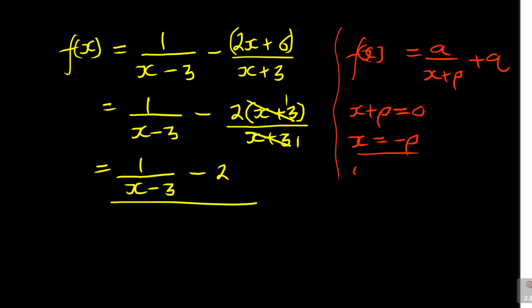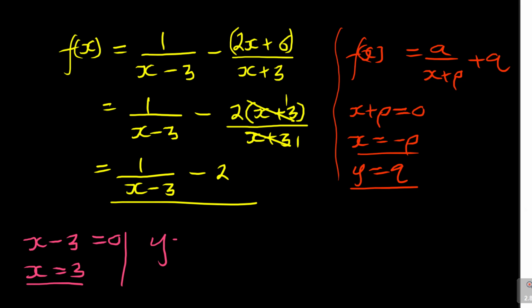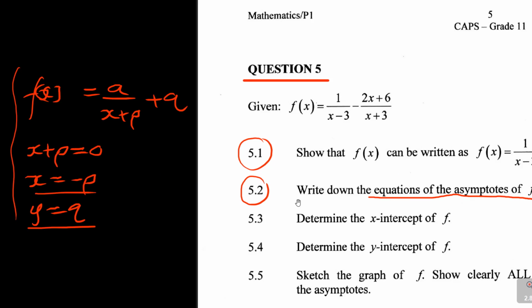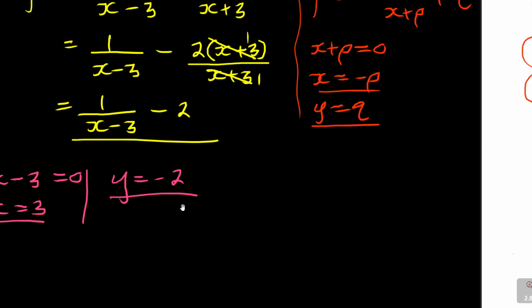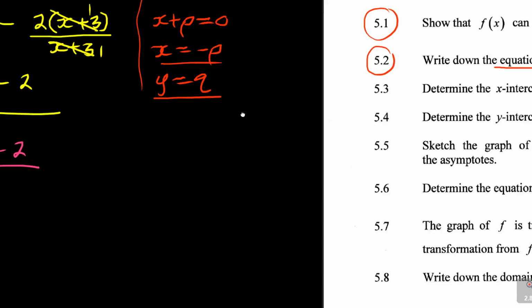And then the one, y is equal to q, is the equation of the y asymptote. So same thing here. You are going to say x minus 3, you equate it to 0, therefore x is equal to 3. That's the x asymptote. And then y is equal to minus 2. Those are the equations of the x and the y asymptote. So it says write down the equation of the asymptotes of f. So the equation is x is equal to 3, y is equal to minus 2.